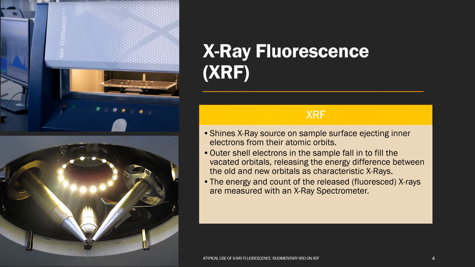The focus here is primarily going to be on the X-ray fluorescence side of things. XRF uses an X-ray source to bombard a sample, ejecting electrons in the sample from their orbits. When other electrons in the specimen fall down to fill those vacant orbitals, they fluoresce characteristic X-rays which allow you to identify the composition of the material.